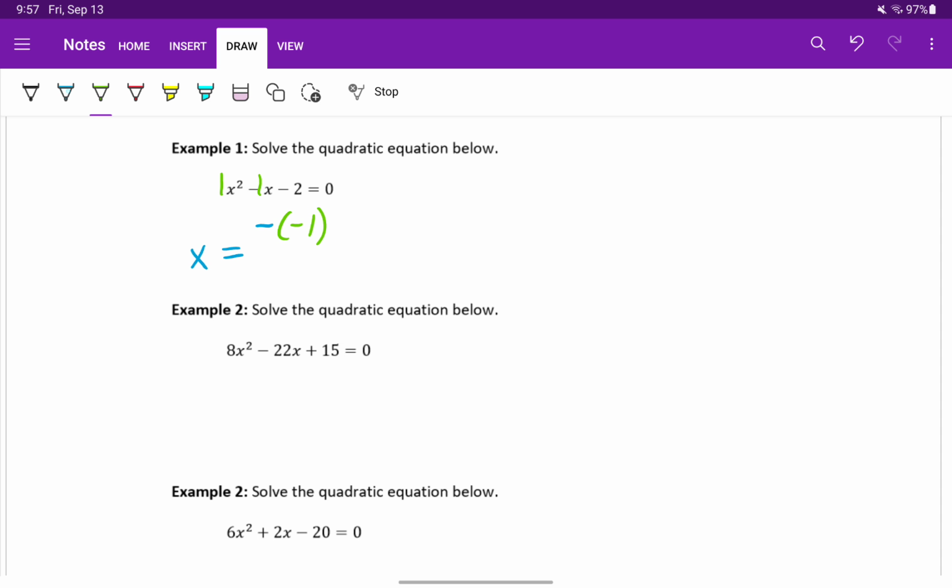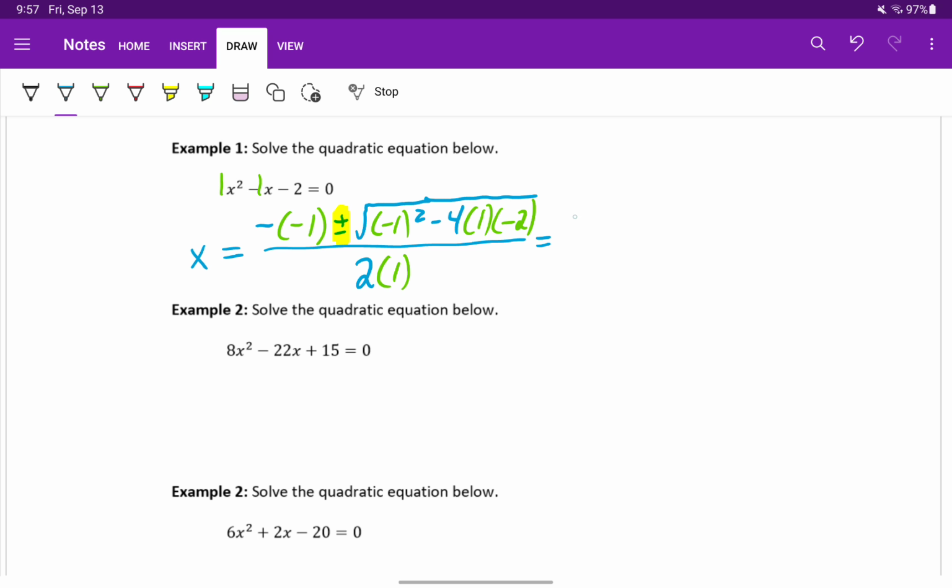So we would have the opposite of negative 1 plus or minus the square root of negative 1 squared minus 4 times 1 times negative 2, all over 2 times 1. Once we plug in all our values, a, b, and c, into the quadratic formula, now we just need to simplify this expression and get down to our potentially two different answers. Since we have this plus or minus symbol, we'll have to evaluate this expression in two different ways.